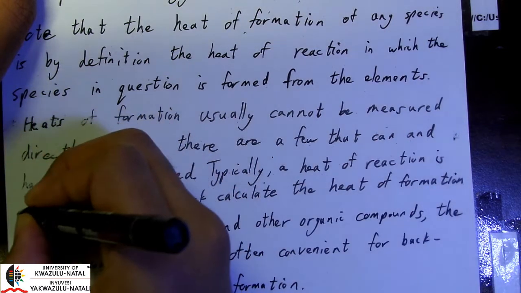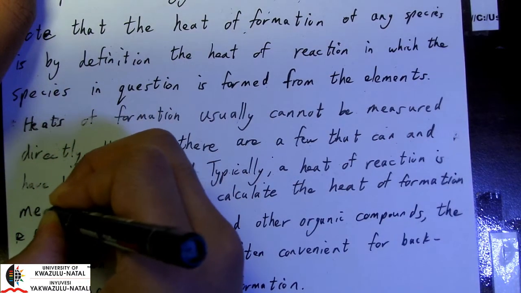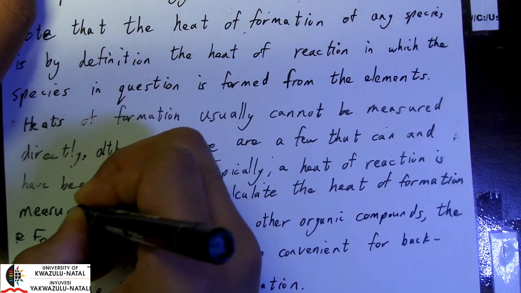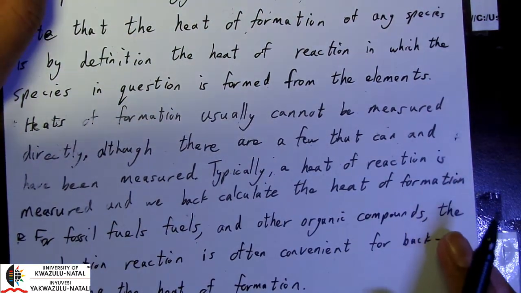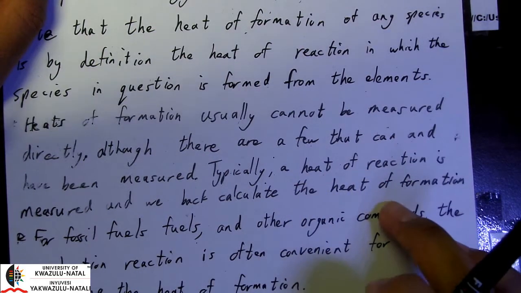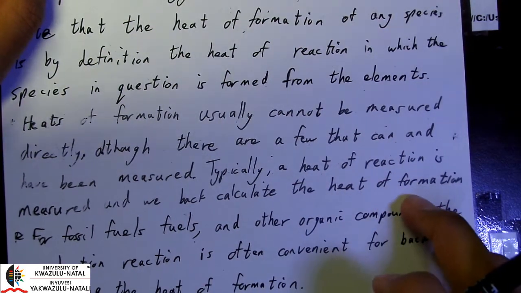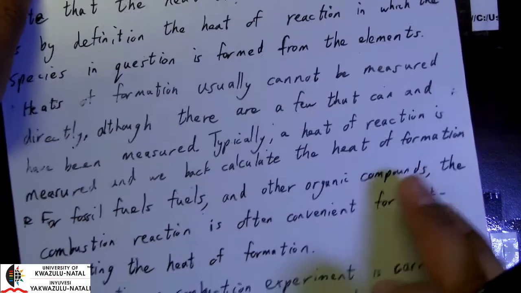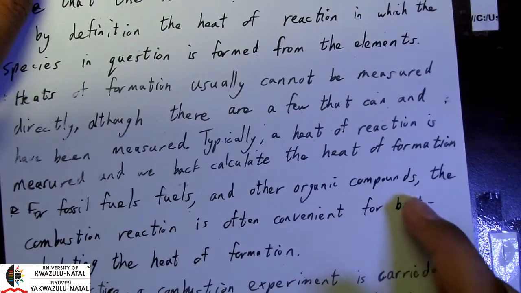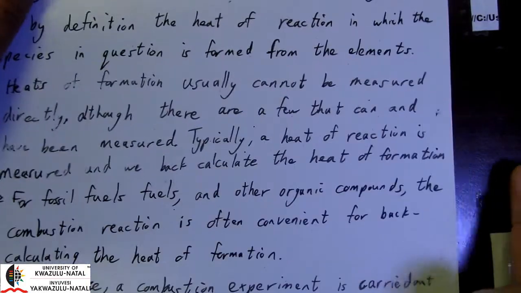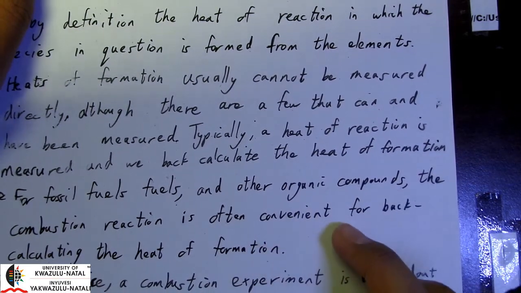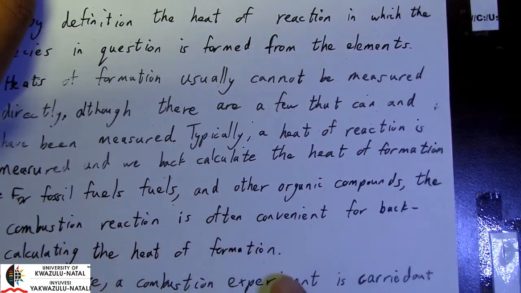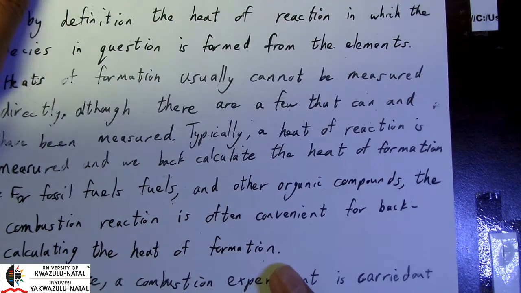So typically if we have, for example, a combustion reaction, we measure the heat of that combustion reaction and we back calculate for the heat of formation. So for fossil fuels and other organic compounds, we simply burn our fossil fuels, or we burn our organic compound, we get our heat of combustion, and we find our heat of formation by back calculation.